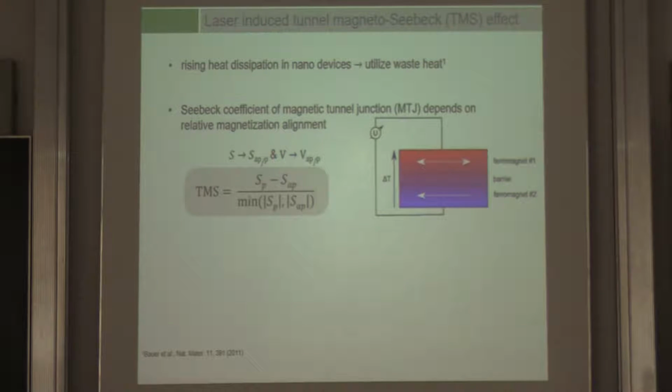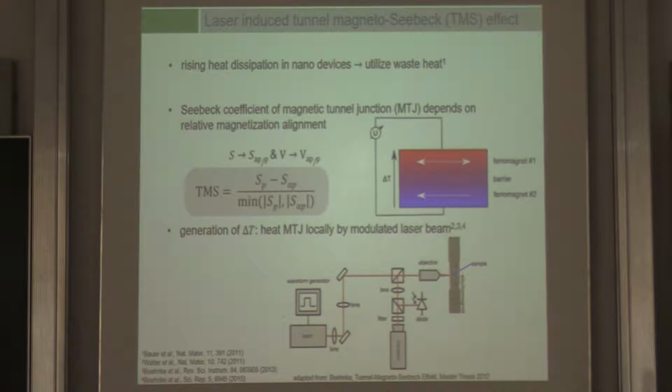And so the tricky part in this experiment is to generate a temperature gradient across these nanometer thick films. And we do this with a modulated laser beam that is focused on top of this MTJ. So this is a basic scheme of the setup, which was used the first time in 2011 with Marvin Walter. At that time, he worked in Groningen and then moved to Greifswald. And now I think he's working at IBM or Intel somewhere near Stuttgart.